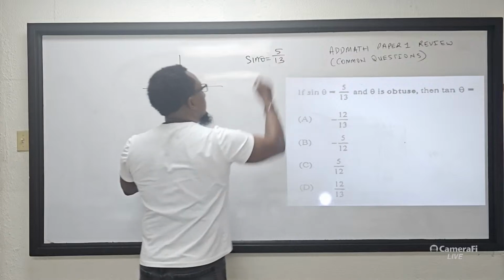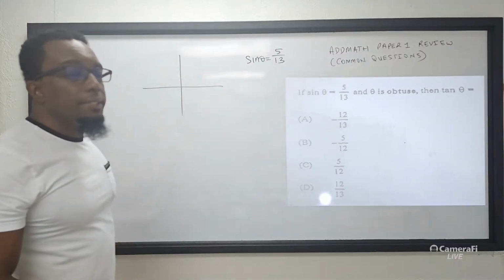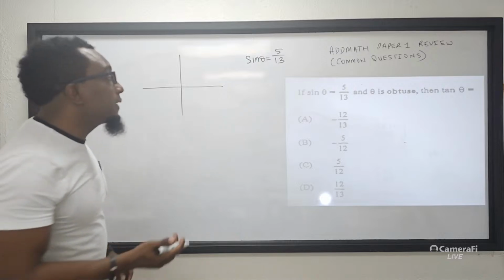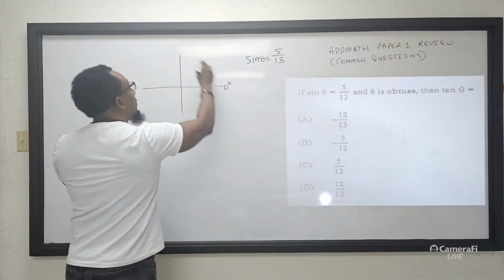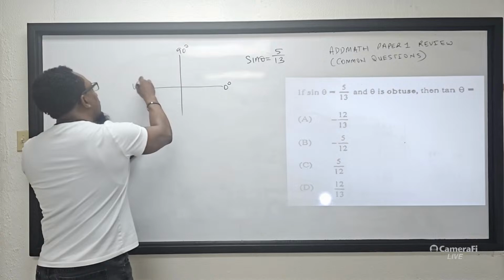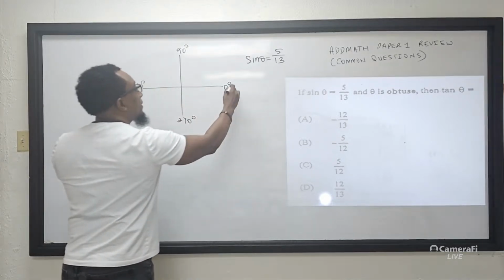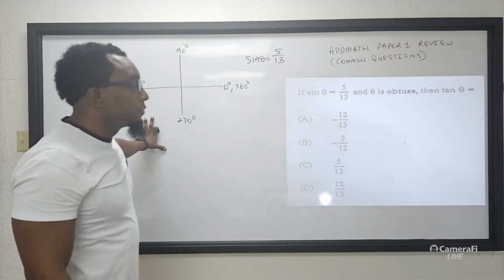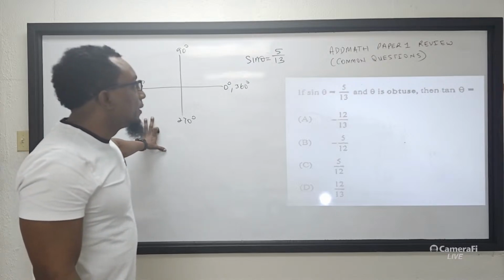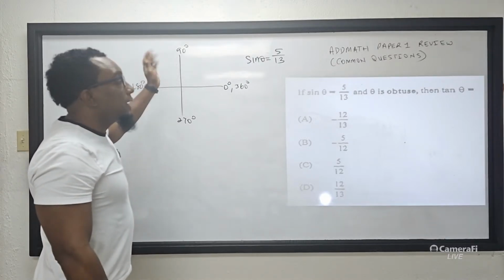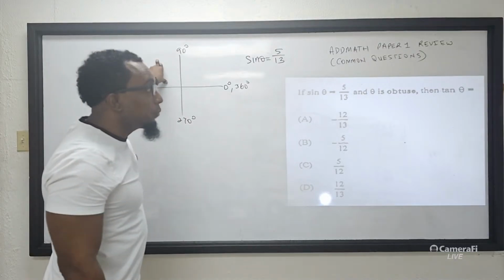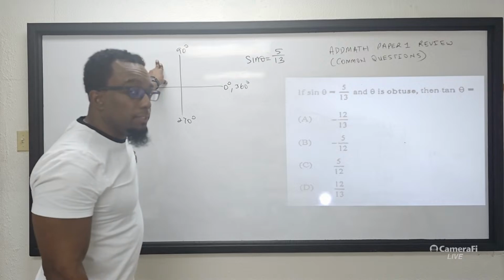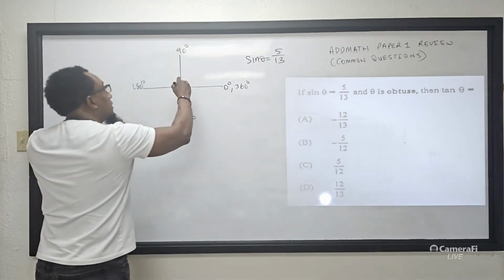So sine theta is 5 over 13. Now they told us theta is obtuse, and an obtuse angle is an angle that is more than 90 but less than 180. So we'll have here 0 degrees, 90 degrees, 180 degrees, 270 degrees, and we're back to 360. Right? Full revolution there. So if it's obtuse, it means it lies between 90 and 180. So we're focusing on the second quadrant. So our theta will lie in the second quadrant. See, that theta is obtuse. So we're looking at this here.